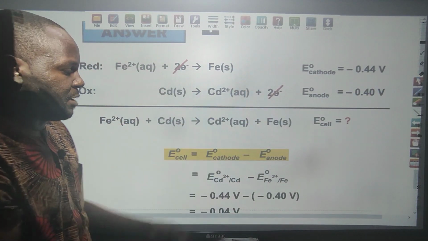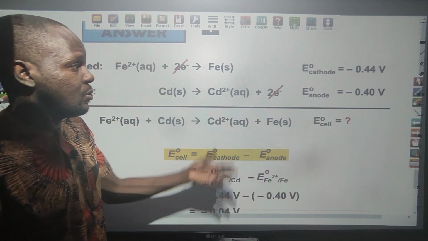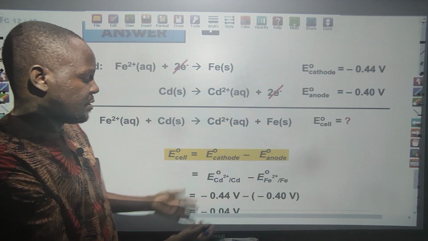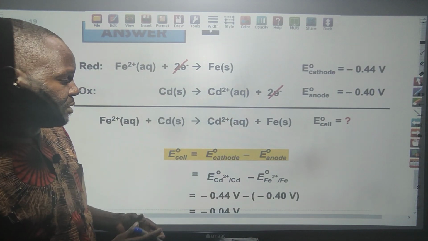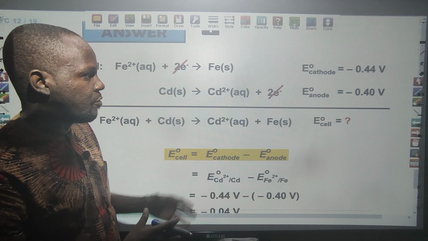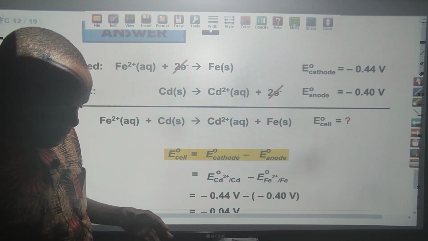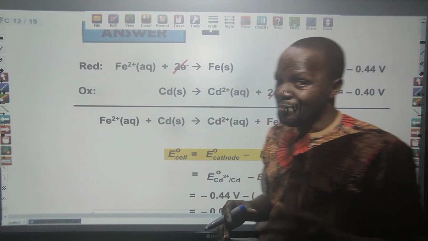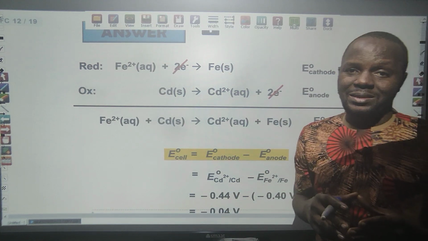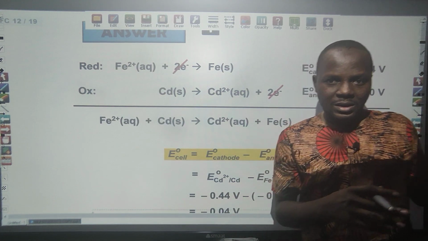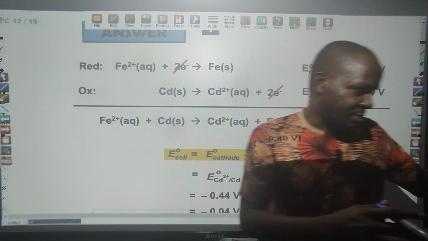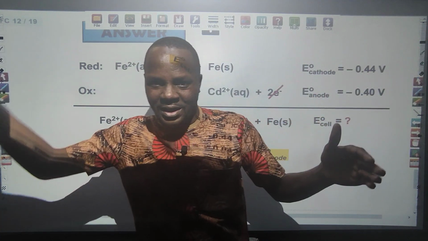So calculate the standard E.m.f as E cathode minus E anode. Now you know the cathode, you know the anode. Another way, the more positive will be the cathode. Now from here, 0.44 and 0.4, like what I said, -1 is bigger than -2. I hope you know -3, -2, -1, then 0, 1, 2.